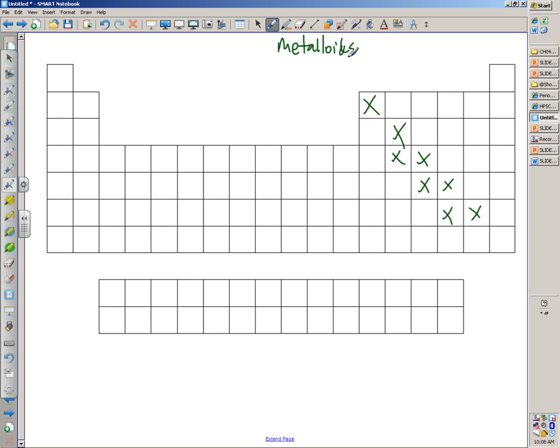Wait, can you use the color? Yeah. Joe, the green ones that I've labeled up here are my metalloids. Okay. All right.